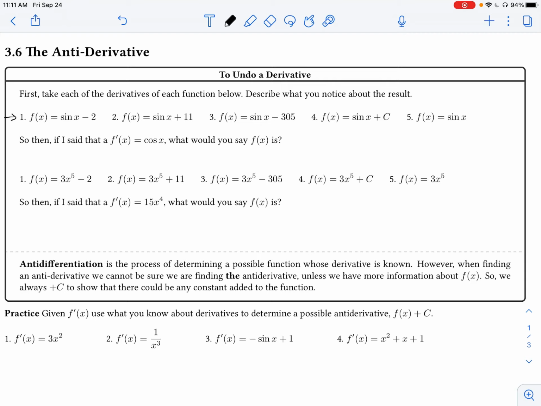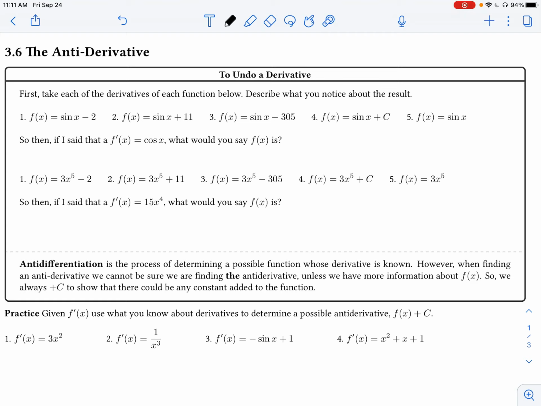Number 2, what is the derivative of that? Well, it would also be cosine x. Number 3, cosine x. Number 4, also cosine x. Hopefully you're noticing a pattern. Number 5, with no constant, still cosine x. So clearly we see here for all of these functions, they have the same derivative, cosine x.